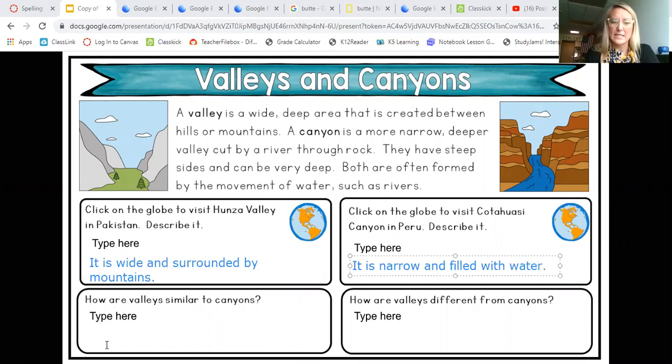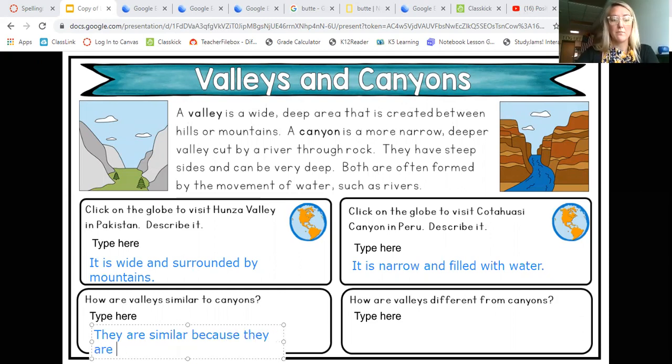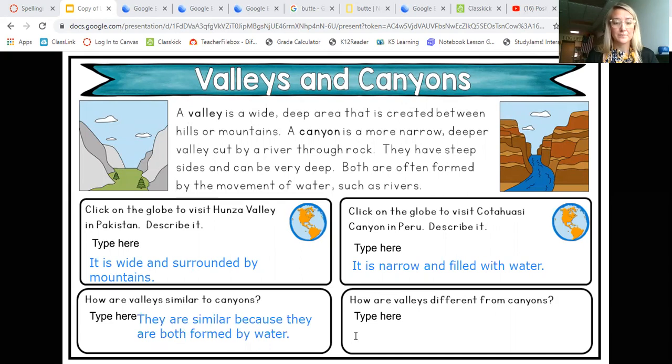Now, how are valleys similar to canyons? They are similar because they are both, and I can see this keyword right here, both are often formed by the movement of water. Both formed by water. Going back and finding my evidence helps me have confidence that I have the correct answer. And my keyword both that we've been looking at for comparing and contrasting is what told me that they are similar.